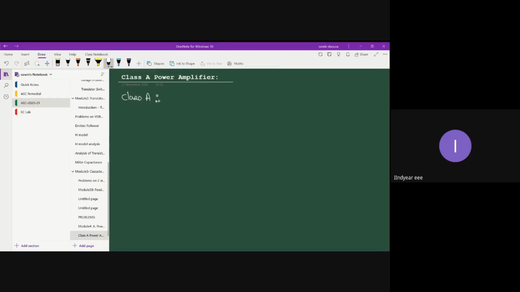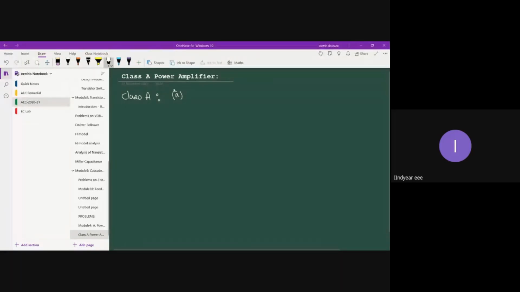Okay. Now in class A operation, first let me consider transformerless, which is also called series fed class A power amplifier. This series fed class A power amplifier basically works in CE mode, that is common emitter mode, and the biasing used for it is fixed bias.